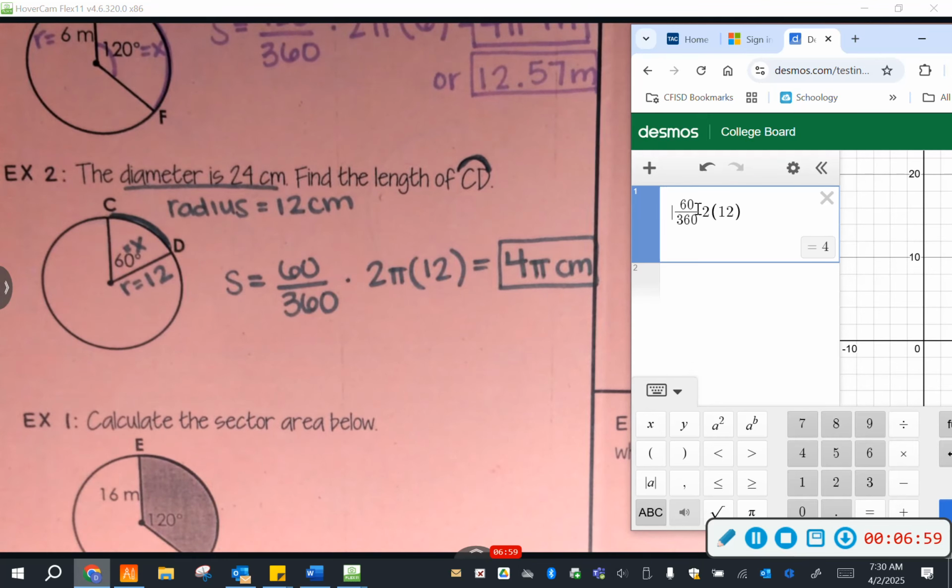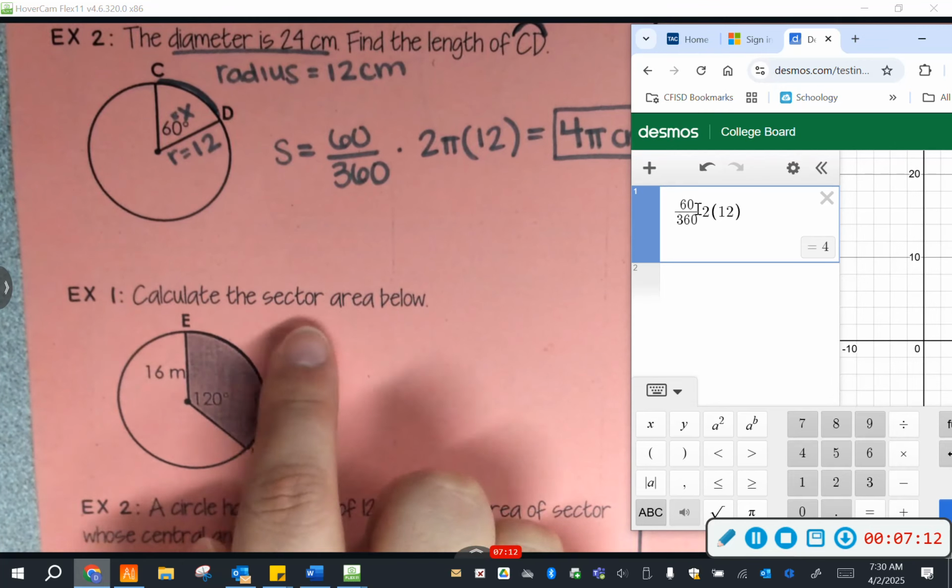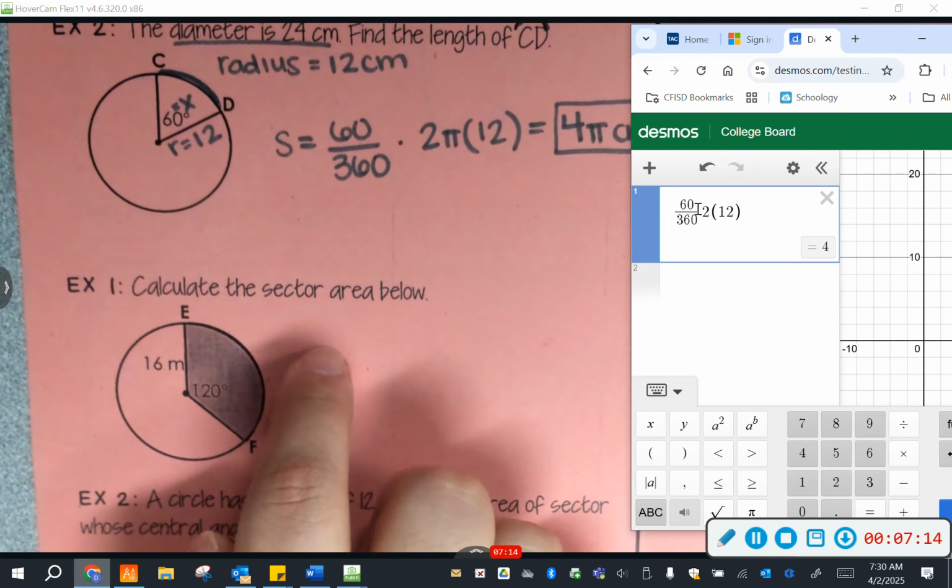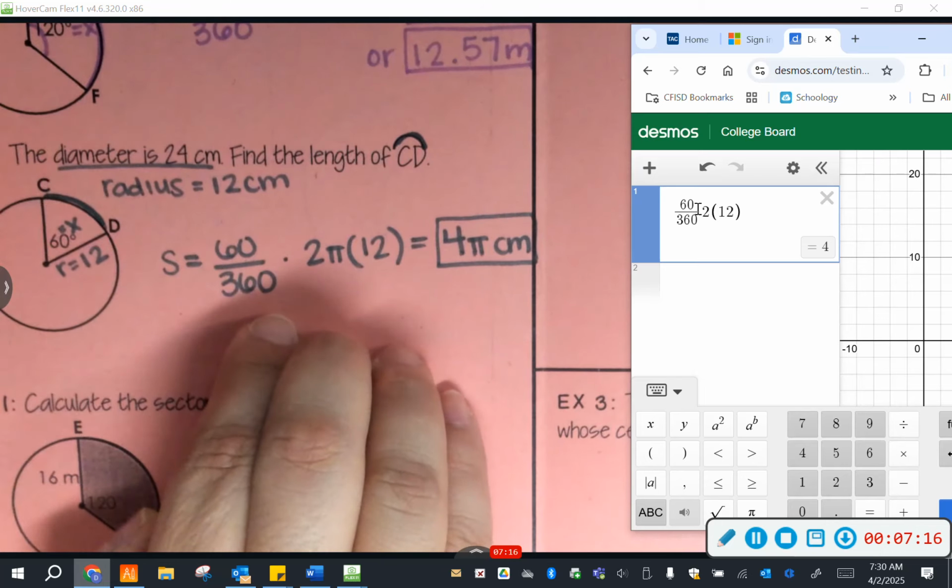And that is how you find arc length. You're literally just plugging into this equation. Am I always going to give you this equation? Yeah, you don't have to memorize this at all. You just have to know how to use it. Now, look at this next question. Calculate the sector area. Is that the same thing as the length? So we aren't using this equation for that.